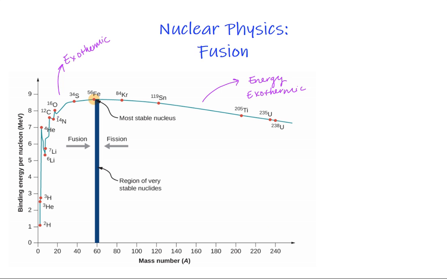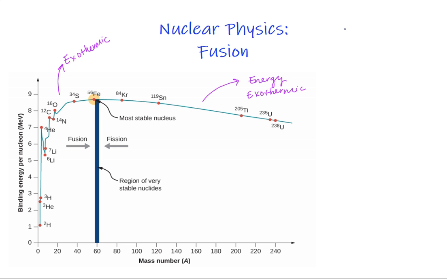In other words, it's essentially more stable to be oxygen than it is to be helium or hydrogen. And it's more stable to be krypton than it is to be uranium-238. But why is that? And how is it possible that combining nuclei produces exothermic reactions, as does breaking them apart? So that's what we're going to be taking a look at here.